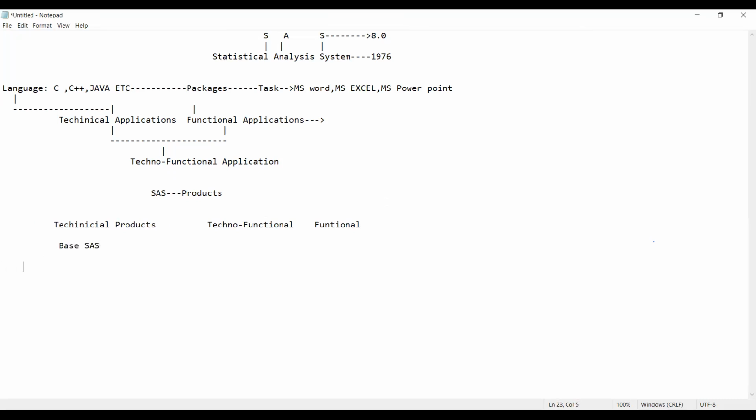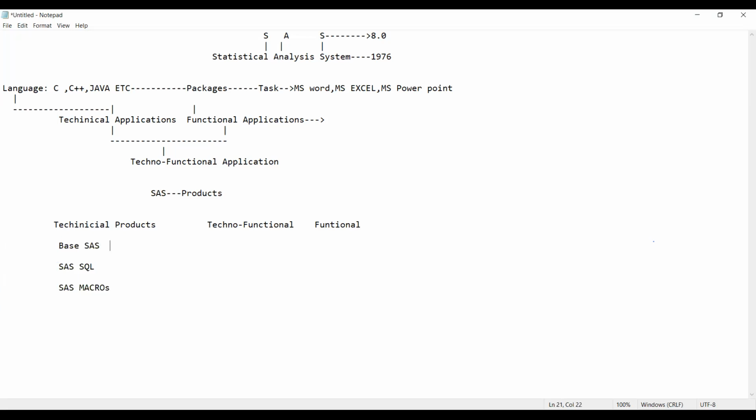Apart from this technical Base SAS, we have SAS SQL. Then we have SAS macros. So these are all called technical products. Now guys, what is the next one we have?